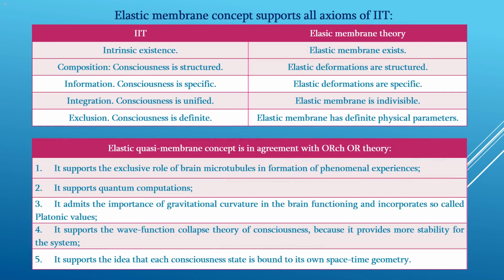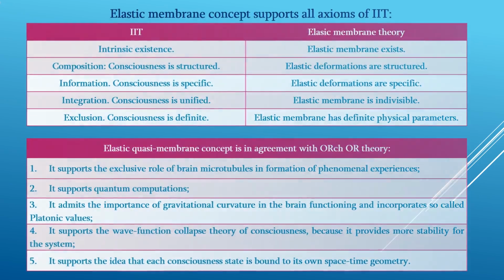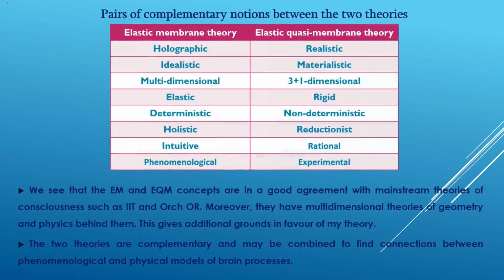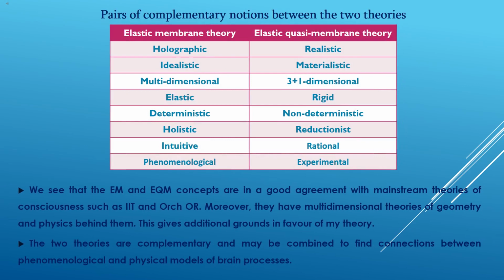This slide demonstrates that the first theory supports the main axioms of IIT, while the second one is in line with the main ideas of Orch OR. This slide shows pairs of complementary notions between the two theories. The two theories are complementary and may be combined to find connections between phenomenological and physical models of brain processes.